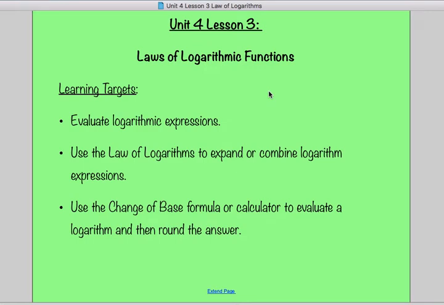Hello class, welcome to Unit 4, Lesson 3, Law of Logarithms. Today we're going to evaluate logarithmic expressions, use the law of logs to expand and combine, and then the change of base formula or calculator to evaluate logarithms. We did this last piece yesterday in class.